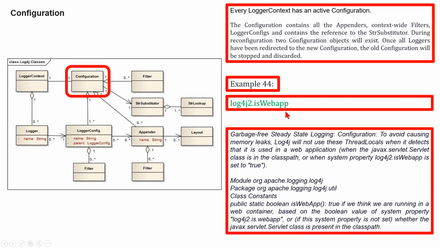To avoid causing memory leaks, Log4j will not use these thread locals when it detects that it is used in a web application, when the javax.servlet.Servlet class is in the class path or when the system property log4j2.isWebapp is set to true. Some garbage reducing functionality does not rely on thread locals and is enabled by default for all applications.